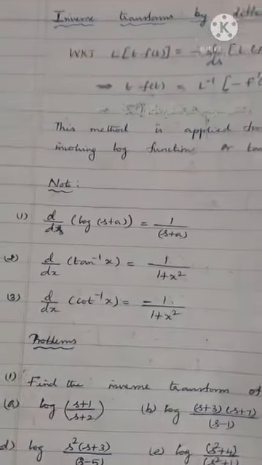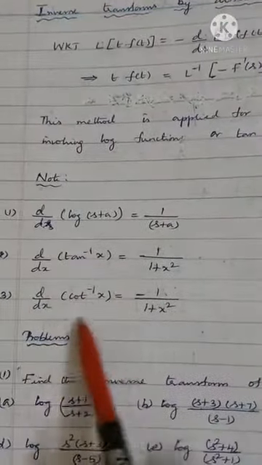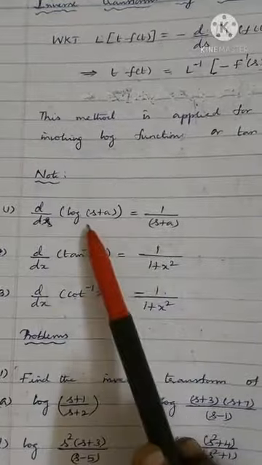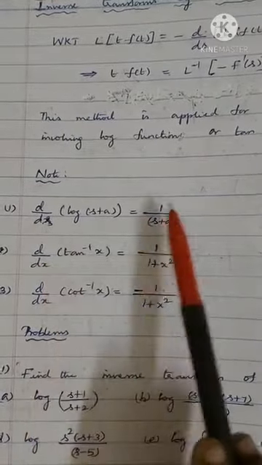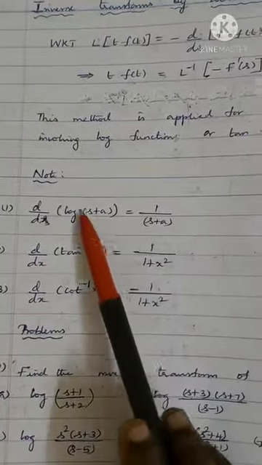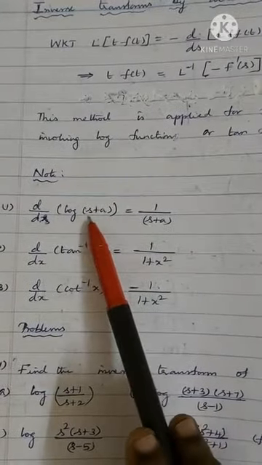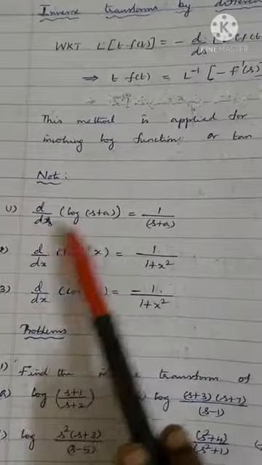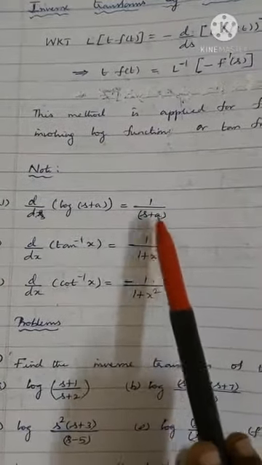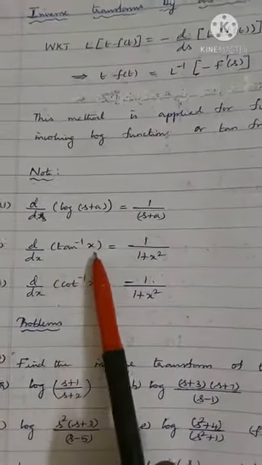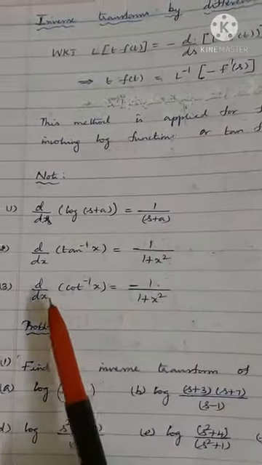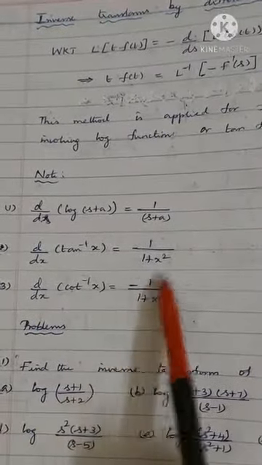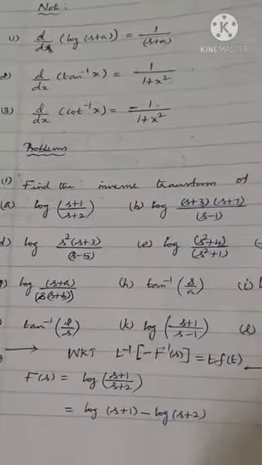You should know these differentiations which we use here. Differentiation of log of s plus a with respect to s is 1 by s plus a, then you differentiate s plus a, which becomes 1. Differentiating s with respect to s gives 1, and a with respect to s gives 0. So it is 1 into 1 by s plus a. Differentiation of tan inverse x is 1 by 1 plus x square. Differentiation of cot inverse x is minus 1 by 1 plus x square. Okay, we have some problems.